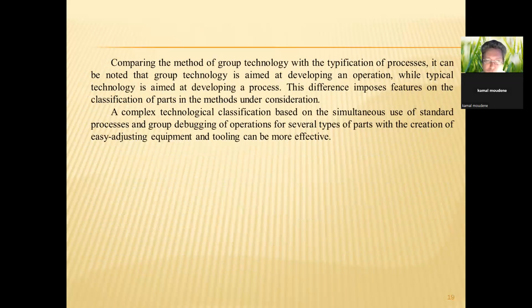Comparing the methods of group technology with the typification of processes, it can be noted that group technology is aimed at developing an operation, while typical technology is aimed at developing a process. This difference imposes features on the classification of parts in the methods under consideration.